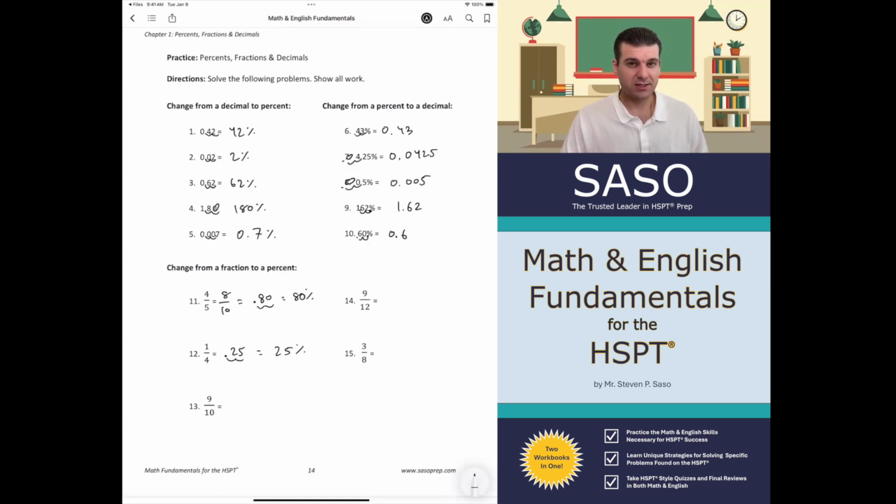All right, 9/10, here we go again. Pretty easy one. So 9/10 is 0.9. Move it over 2 places to the right, show that with your pencil, and we get 90%. Add that 0 in there and we get 90%.